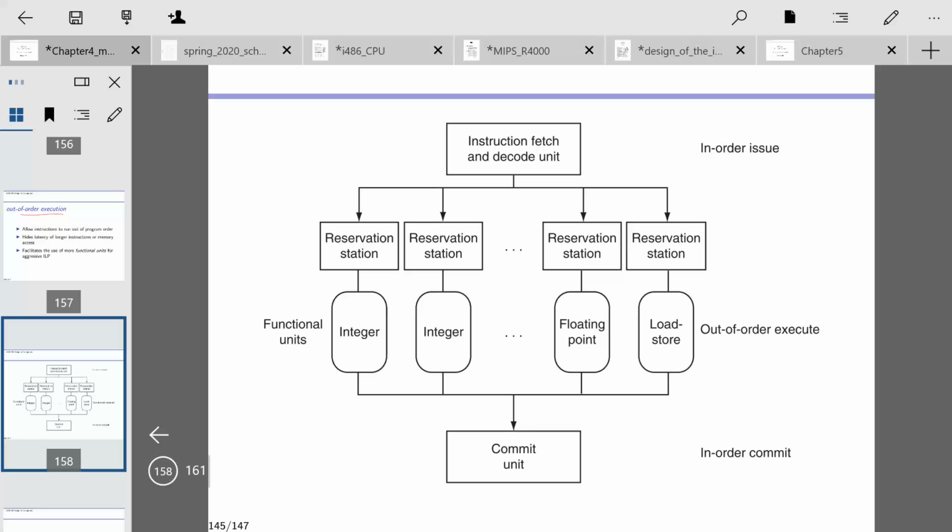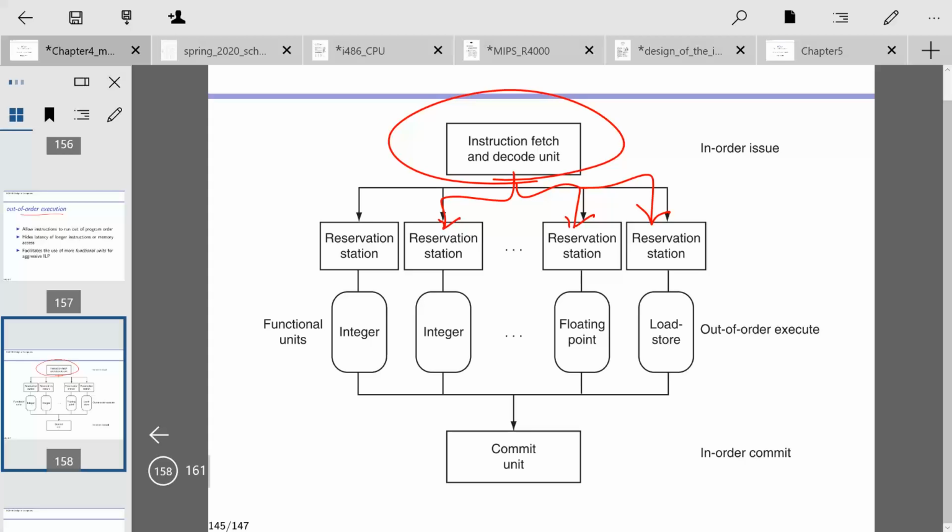First of all, we have in order fetch and decode. Again, this looks kind of similar to the Pentium diagram where we had 2 different pipelines, but the Pentium was much more rigid than this. This is a very flexible architecture. So we fetch and decode instructions in order, and then we dispatch to the appropriate reservation station depending on the given functional unit.